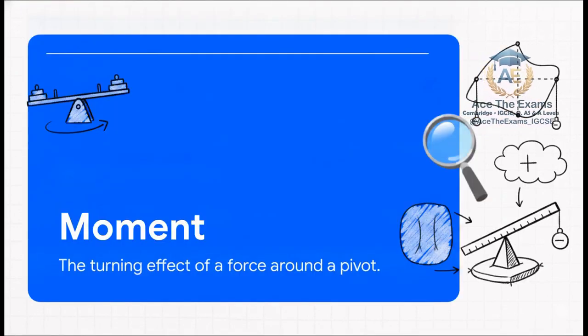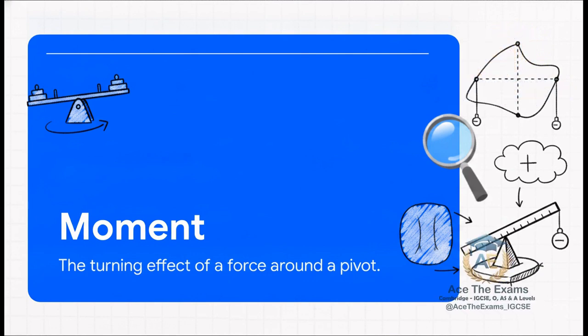Okay, let's escalate the stakes. Let's talk about moments and center of gravity. A moment is the turning effect of a force around a pivot. The equation, as you know, is force times the perpendicular distance from the pivot. Now, Cambridge loves, and I mean loves, to test this with practical investigations. They'll ask you how to find the center of gravity of some weird, irregular lamina, or how to balance a meter rule reliably. The secret key here?